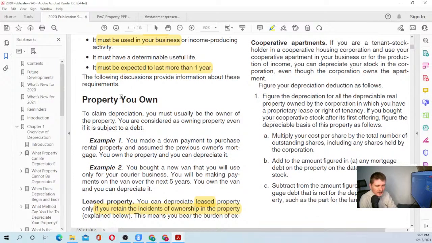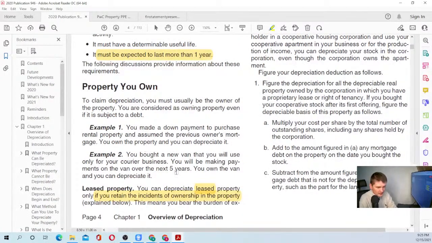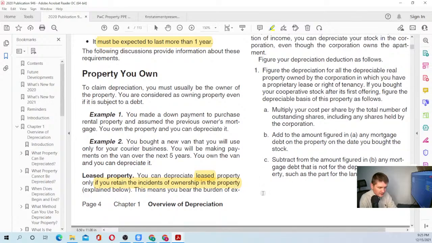Property you own is most of the time straightforward. If you have a title, if you bought that property for yourself, you own it. Sometimes it can be leased property, but you can depreciate leased property only if you retain the incidents of ownership in the property.